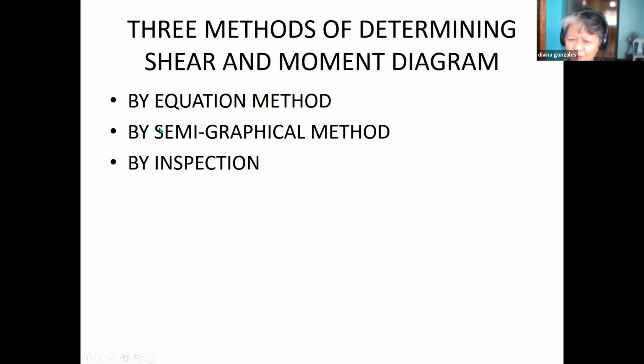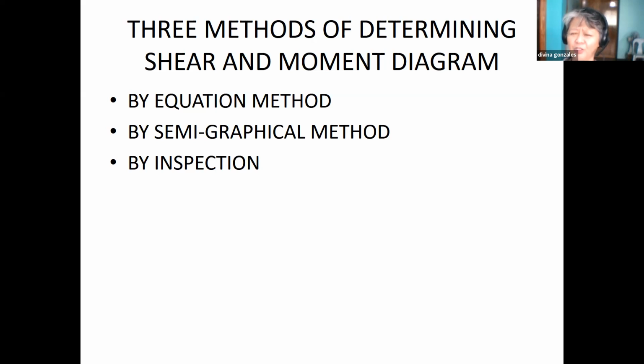Equation, semi-graphical solution. But for CE, because this will be your bread and butter when you design your structures, especially any kind of design, concrete design, steel design, timber design, even the foundation design, you should be very well versed in the shear and moment diagram. So you should go up to inspection, where at a single glance you'll be able to determine the shear and moment diagram, and what the properties of the shear and moment diagram are when you analyze your structure.